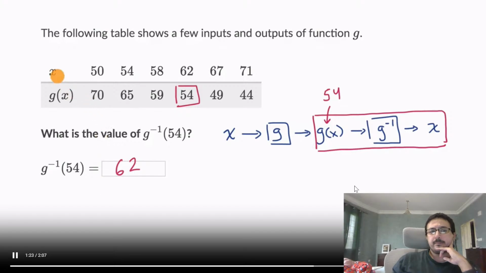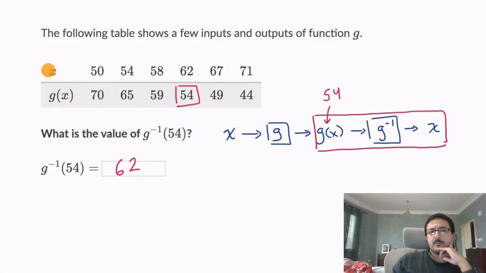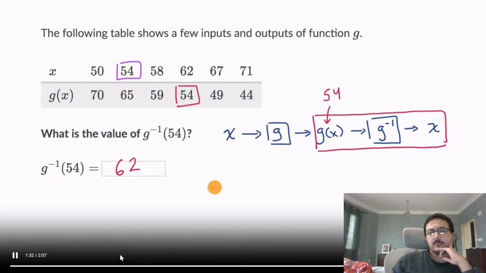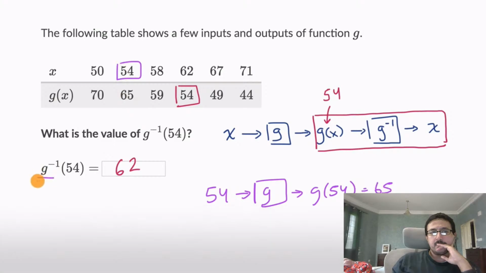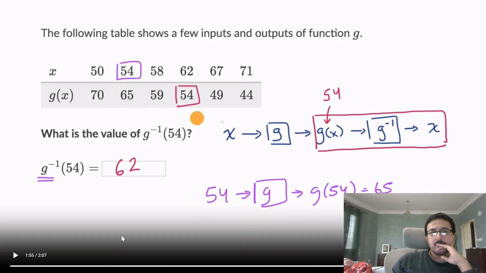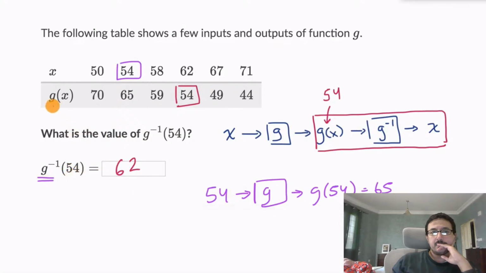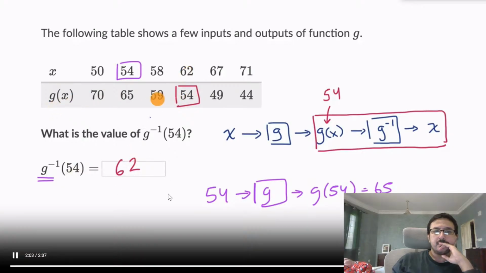Now, some of you might have been tempted to say, okay, look, it looks like I'm inputting a 54 into a function. So I'll say, okay, x is the input. Let me just go to 54 right over there as the input. But remember, this 54 isn't an input into the inverse of g. This is an input into g of x. So if you wanted to evaluate g of 54, you would look at the 54 up here and say, okay, that's going to be equal to 65. But we're looking at the inverse of g. So one way to think about it is, when 54 is the output in g, what is going to be the input? And we see that that is 62.